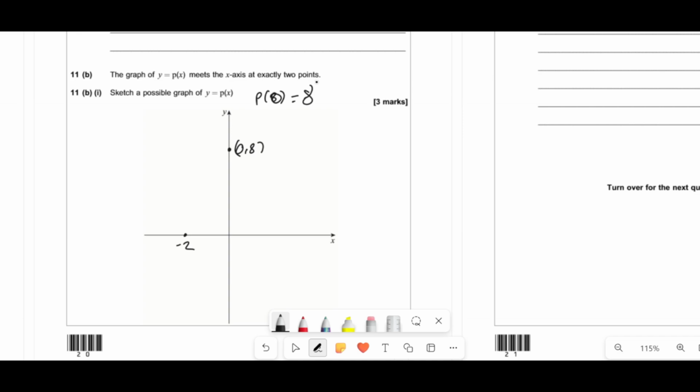Now it tells us it meets the x-axis at only 2 points. First off, I can say that it's probably going to do something like this, right? And then it's going to go down. Now, if it went back down beneath the axis again, that's 1, 2, 3 points, so that's not possible. So in that case, the only thing that is possible is it would do something like this, where that's the second point it meets the x-axis.